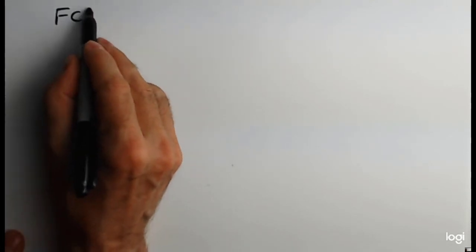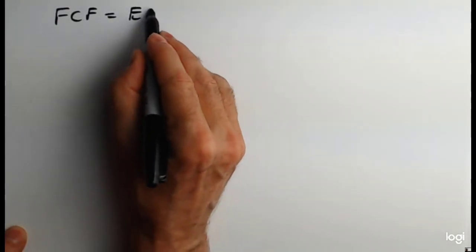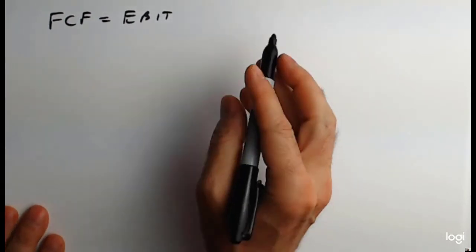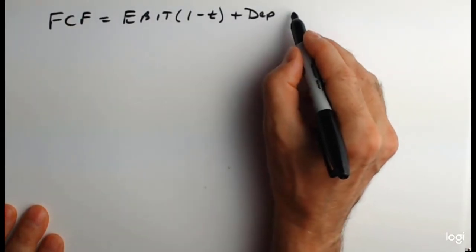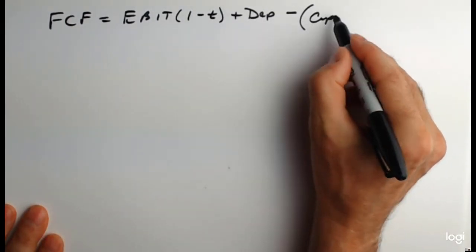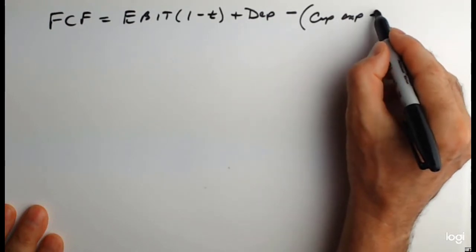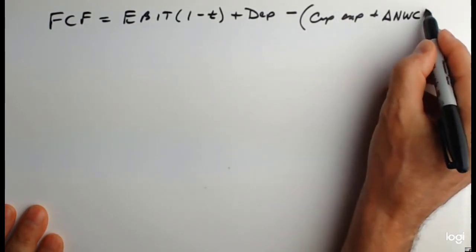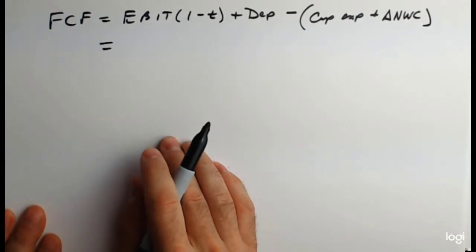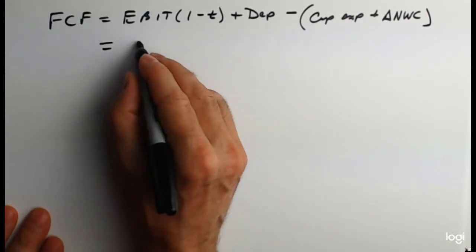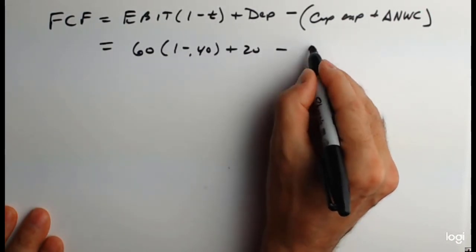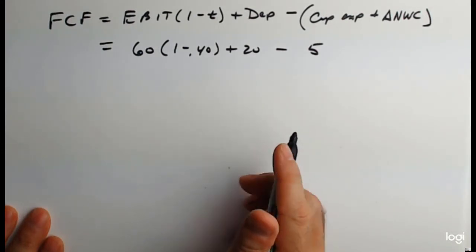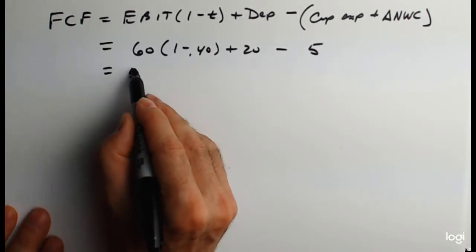Well, the first thing you want to do here, free cash flow equals EBIT times 1 minus T plus depreciation minus CapEx, capital expenditures, plus the change in net working capital. So now at this point, let's just plug some numbers in. It's 60 million times 1 minus 0.4, plus 20 minus 5, where those two are lumped in there. That turns out to be 51 million.